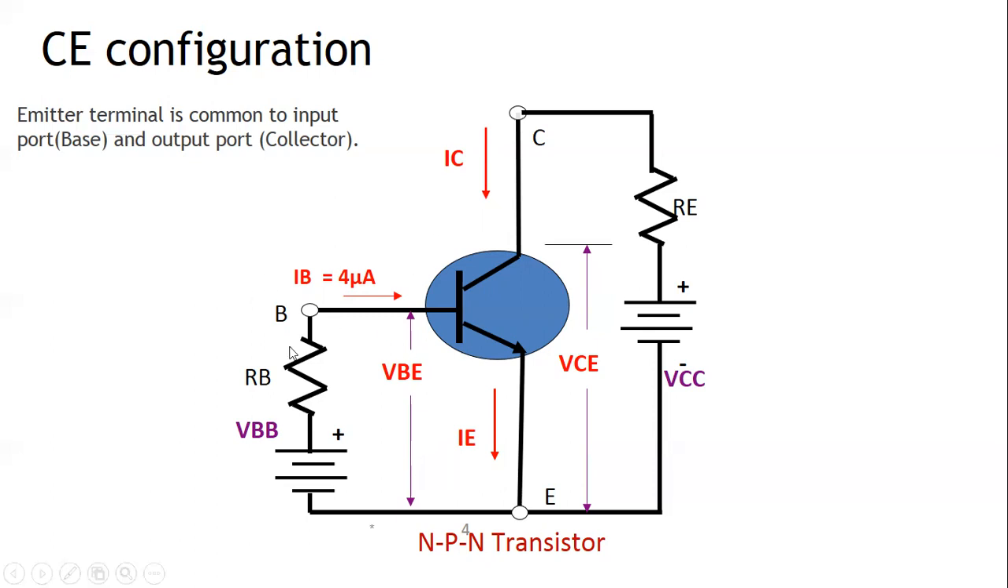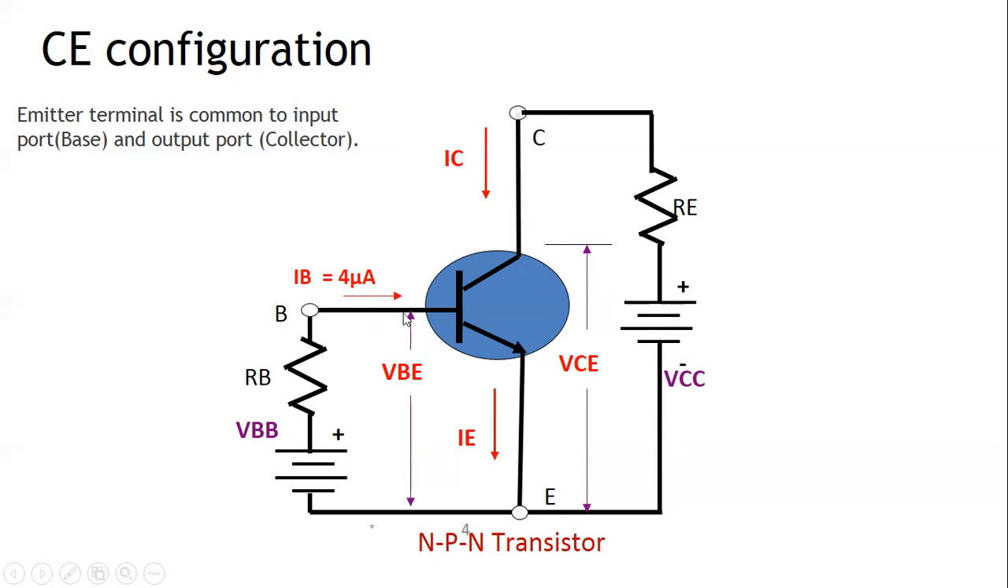So how? By applying this potential, the VBB that is going to be connected at this base terminal, and VCC that is going to be connected at this collector terminal. And we are going to plot by varying the current flowing through this base terminal, and we are going to observe how the collector current varies with respect to VCC and with respect to IB.